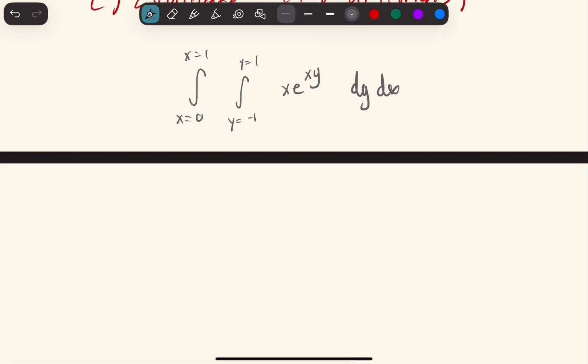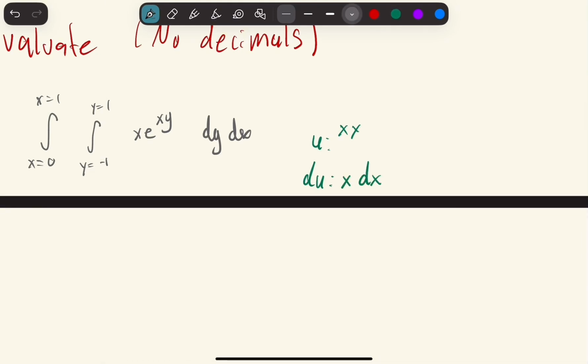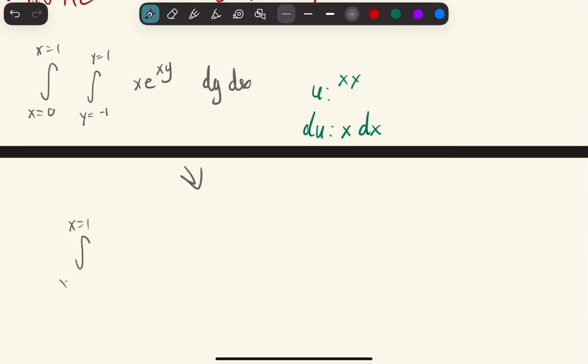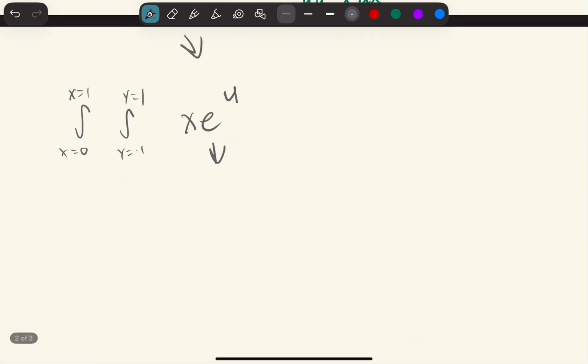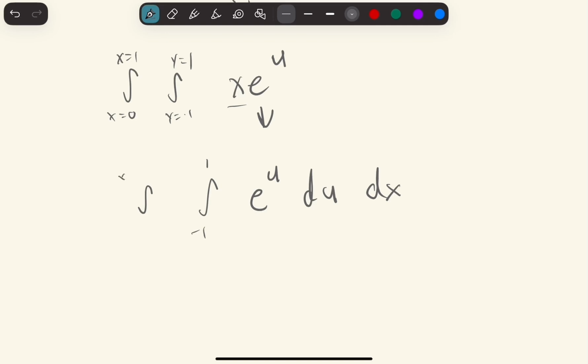We start off with u-substitution, u equals xy, and because we're integrating with respect to y first, du gives us x dx. This turns into the limits x equals 0 to 1 and y equals -1 to 1. Because there's an x, and going off the notes that I had, I know it turns into e to the u du. And then dx, because we can't forget about the dx. We still have the limits x equals 0 to 1.